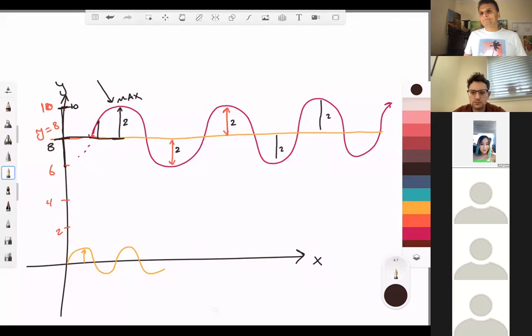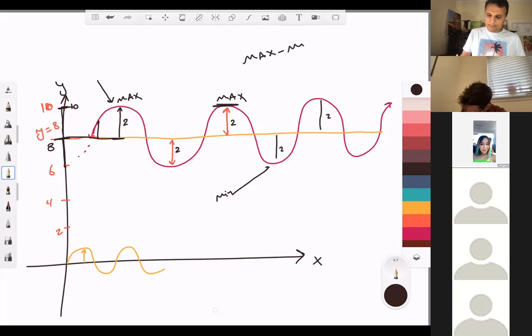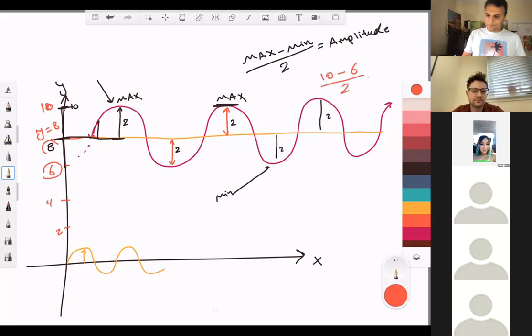Any question for the amplitude? So amplitude is not the distance from maximum to the minimum. They'll give us 4, correct? That's not it. So maximum minus minimum divided by 2 might give you the amplitude on the graph. For example, the maximum value here is 10 minus the minimum value here is 6, divided by 2: 4 divided by 2 is 2, correct? I just made up a formula, but from the midline to the top or bottom will be the amplitude.